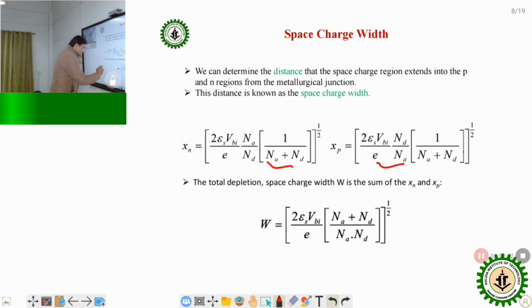If we add xn plus xp, which is nothing but W, here W is the width of the depletion layer, or space charge region, or transition layer. So here we find out the W of the depletion layer.